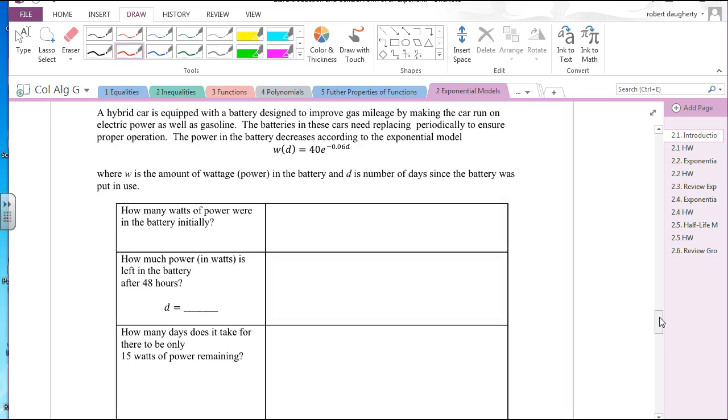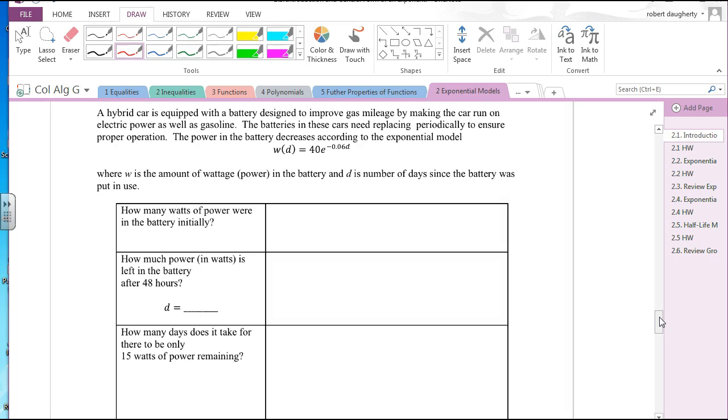Now let's look at this. A hybrid car has a battery. The battery needs replacing periodically to ensure proper operation. The power in the battery decreases according to this model. W of D, that is the wattage, is 40e to the negative 0.06 times D, where W is the amount of wattage and D is the number of days since the battery was put in use. Is this exponential growth or exponential decay? Decay. The power in the battery is not increasing. The power in the battery is decreasing as the battery gets older.